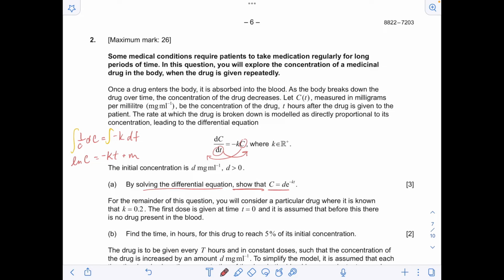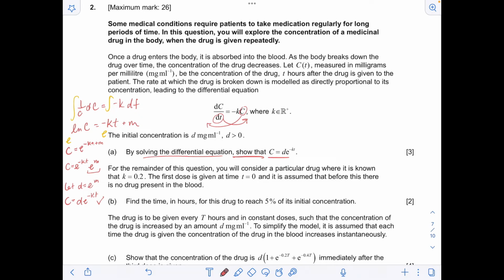And now we have solved the differential equation, but we want to show that, meaning we need our answer to look like this answer, so we need to isolate C. We can isolate C by raising both sides to the base of e. That leaves C on the left side and e to the negative kt plus m on the right. Using rules of exponents, we can break up e to the negative kt plus m to be e to the negative kt times e to the m. And since e and m are both constants, we can let D equal e to the m. And then we have C equals D e to the negative kt. And we have completed the task given to us by part A.